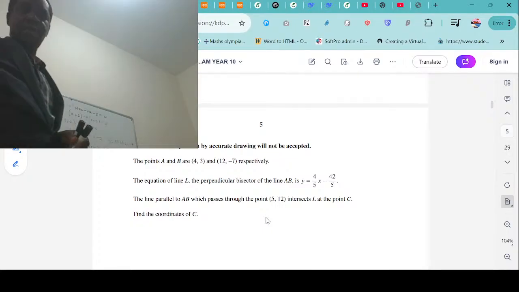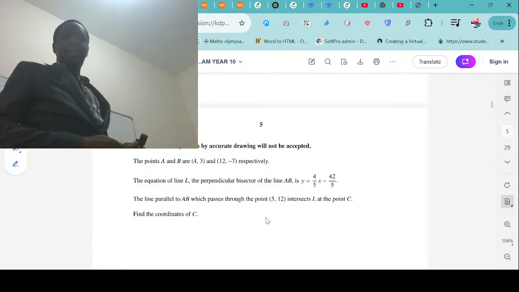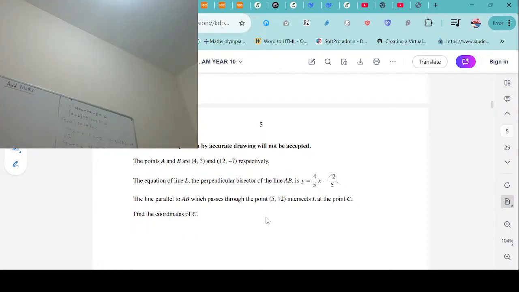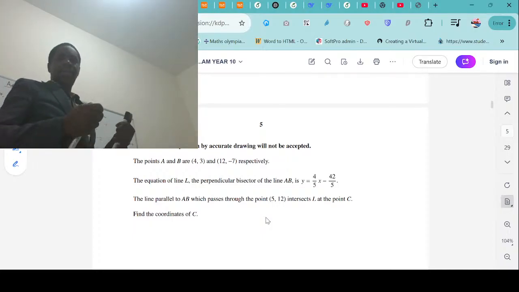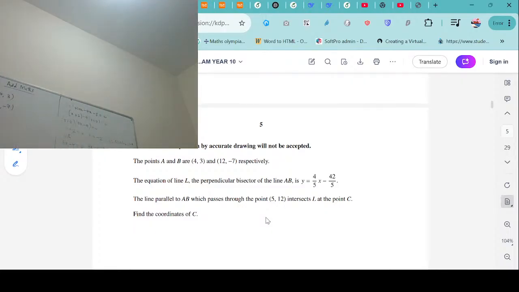Okay, so the next question, question 9, says the points A and B are: A is on the coordinate (4, 3), and B is on the coordinate (12, -7), respectively. Find the equation of the line L, the perpendicular bisector of the line AB. First of all, when you say perpendicular bisector, if you draw the graph, I will illustrate it using GeoGebra, so let me just demonstrate it here first.